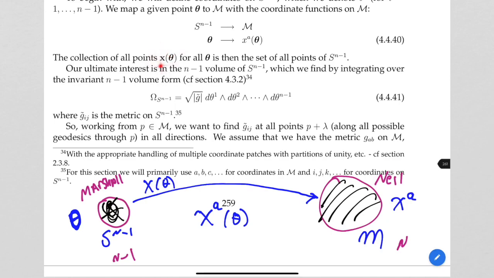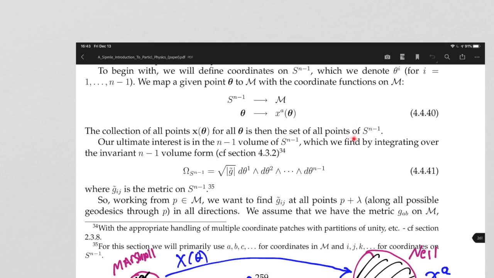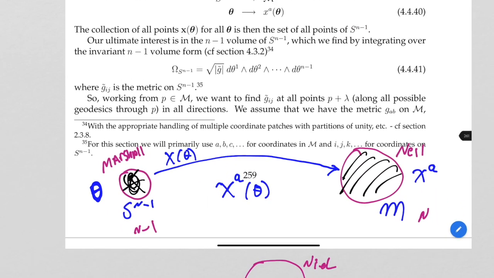So the collection of all points x of theta for all theta is the set of all points of S minus 1, right? So this is basically saying all the points of Marshall, where the surface of Marshall is interpreted as a point inside Neil. And that's, of course, exactly what this function delivers. And there's A of them, which means there's N of them, not A. There's N different transfer functions.